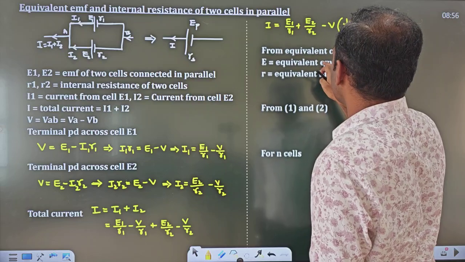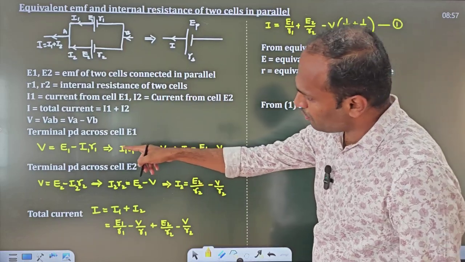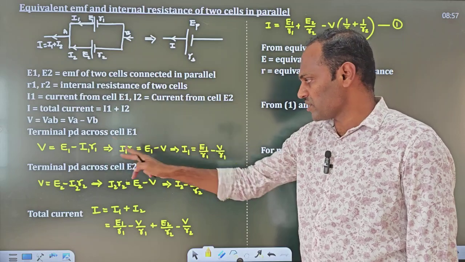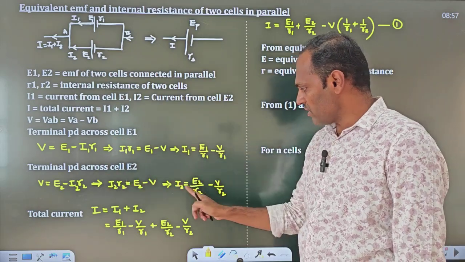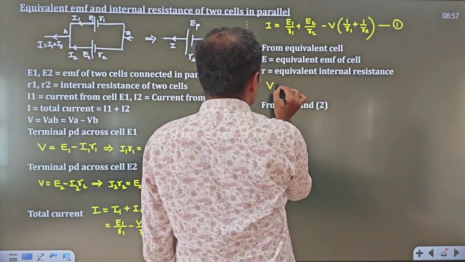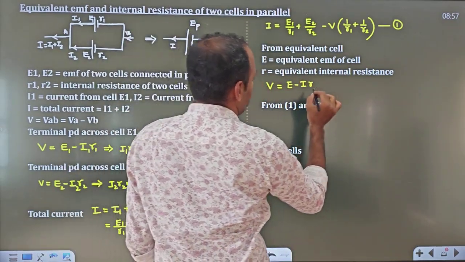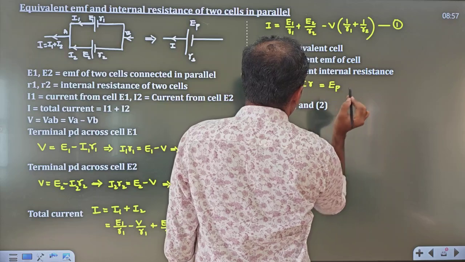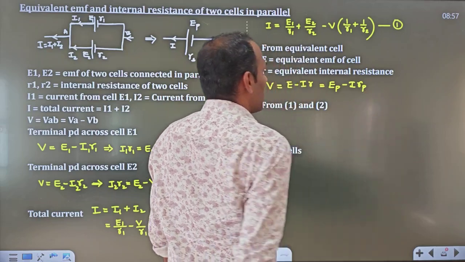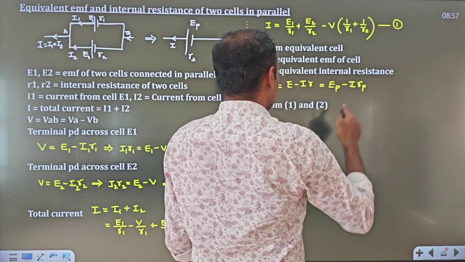Next, look at the equivalent cell. For this cell, apply the terminal potential difference, and write I is equal to. Similarly, write the terminal potential difference of this cell. So I will write V is equal to E minus IR. E means it is EP, I means it is I, and R means it is RP. Now equate it again for current.